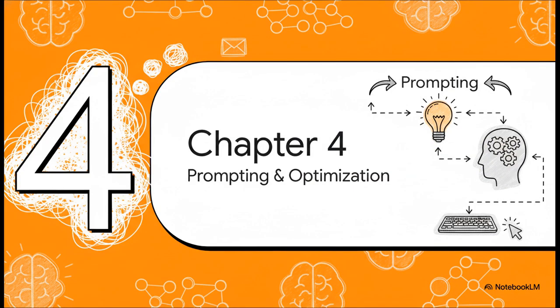Okay, Chapter 4, Prompting and Optimization. Having a powerful AI is one thing, but getting it to do exactly what you want, that's a whole other ballgame. This is where the human element comes back in. It's a real skill, and it is all about the prompt.